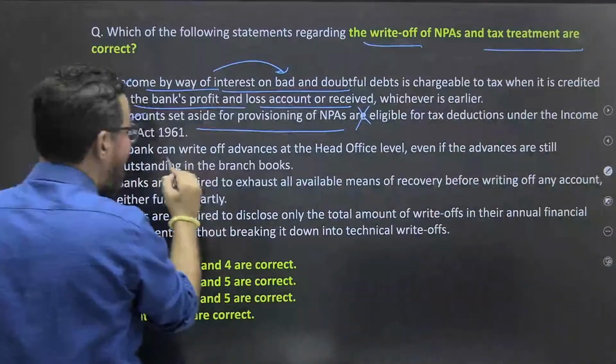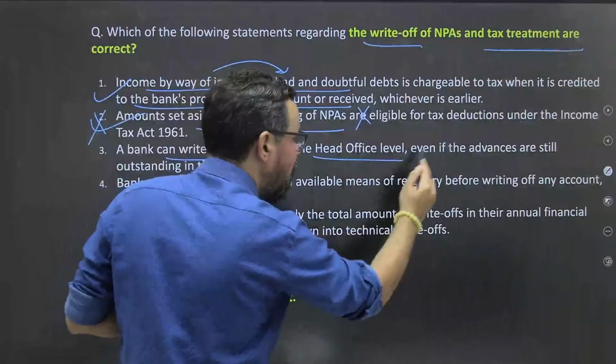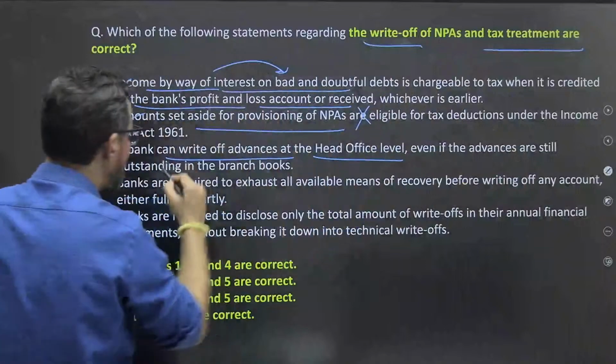ठीक है? A bank can write off advances at head office level even if the advances are still outstanding at branches.